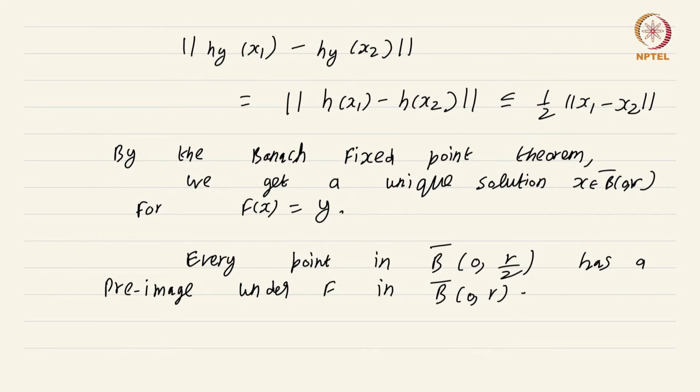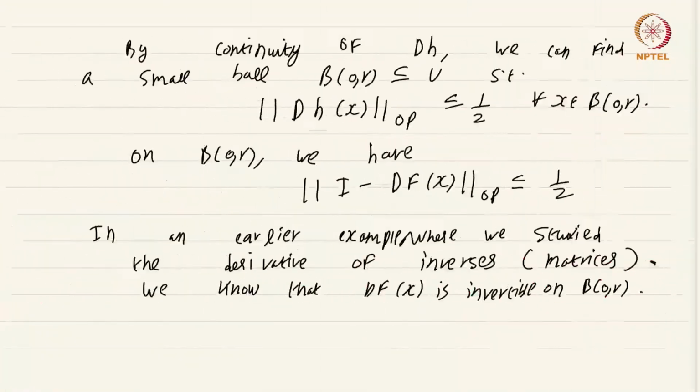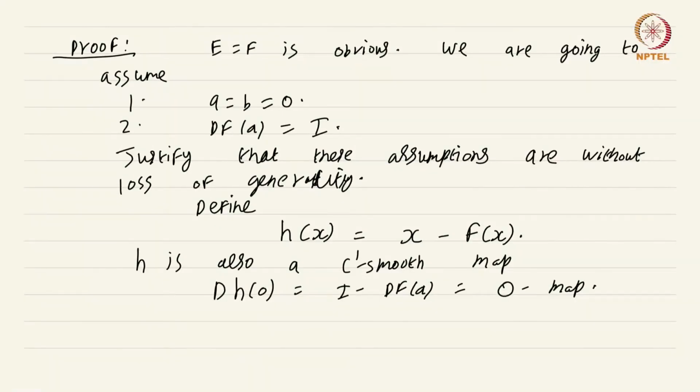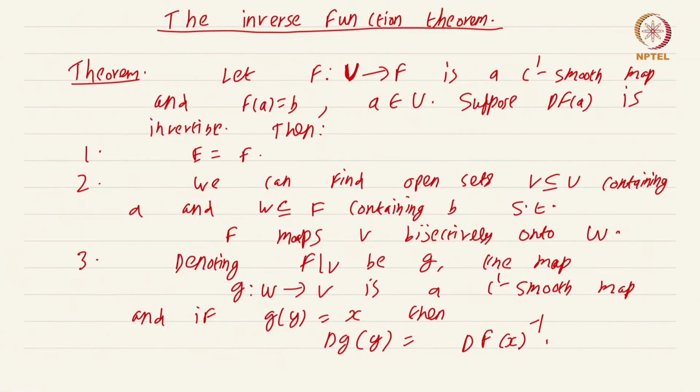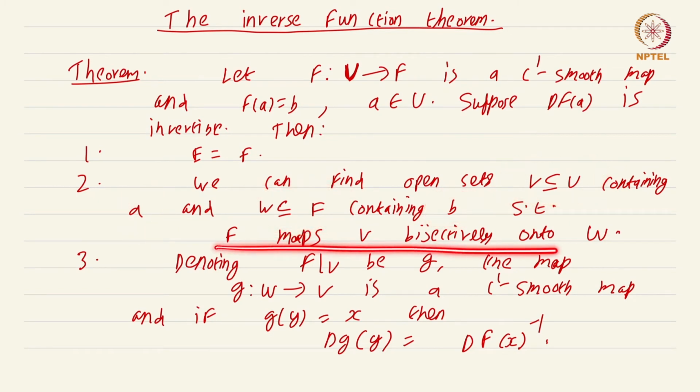Okay, so what we do is the following. We try to find out the set V that we require such that f restricted to V is going to be one-one and onto an open set W in F. That's one of the parts of the inverse function theorem that we have to show. So since it's been quite some time, let's just look at the statement. We have to find this open set V subset of U containing a and W subset of F containing b such that f maps V bijectively onto W. Okay, so this is our objective.